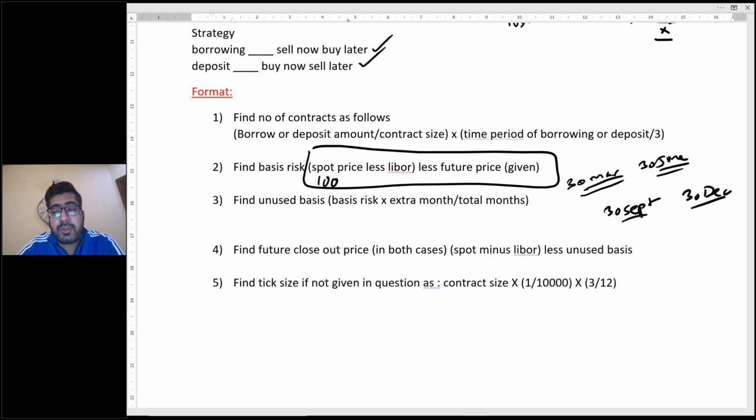If you need to borrow or deposit on 30th September, you will take a 30th September contract. And if you need to borrow or deposit on 30th December, take a 30th December contract. Whatever contract you are willing, you call it.